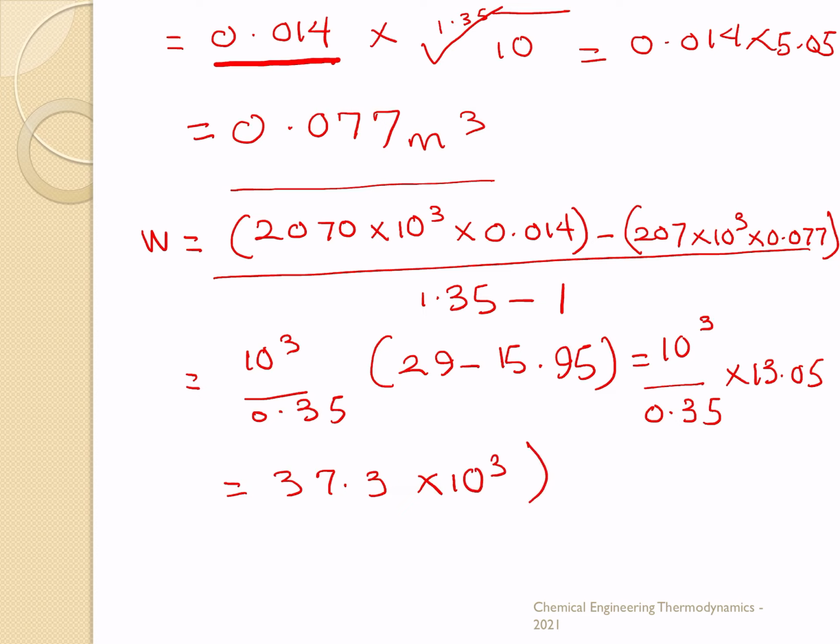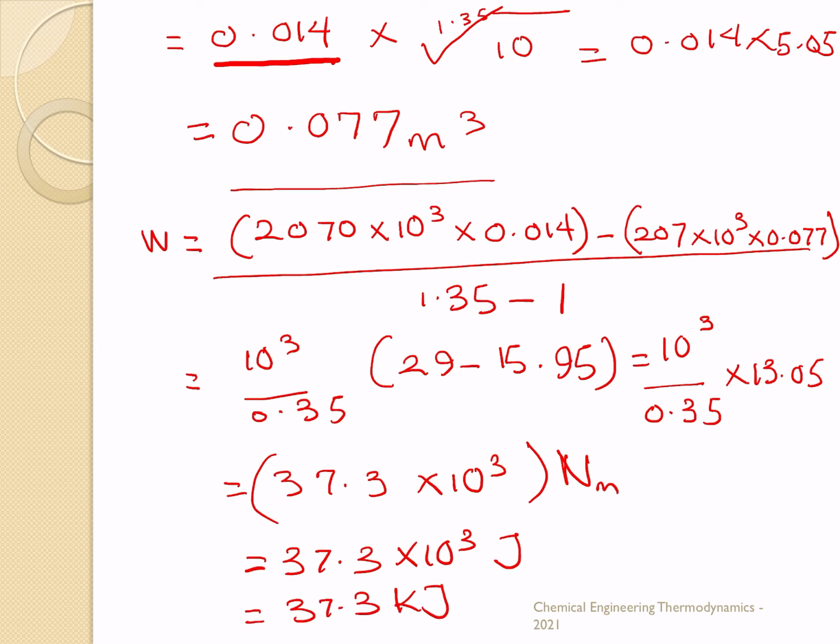The unit is Newton meter. And if you remember, we talked about that earlier on. Newton meter is the same thing as joule. So we have 37.3 times 10 raised to the power 3 joule, which is also the same as 37.3 kilojoule. So that is our answer.